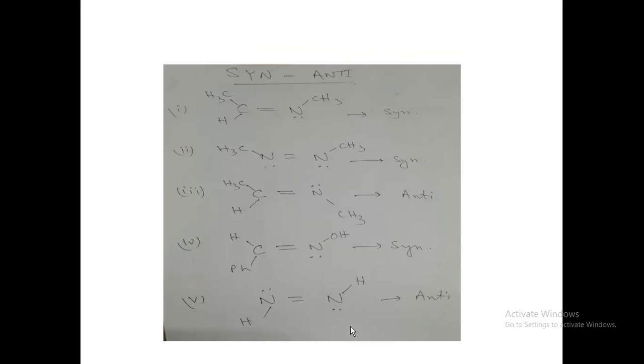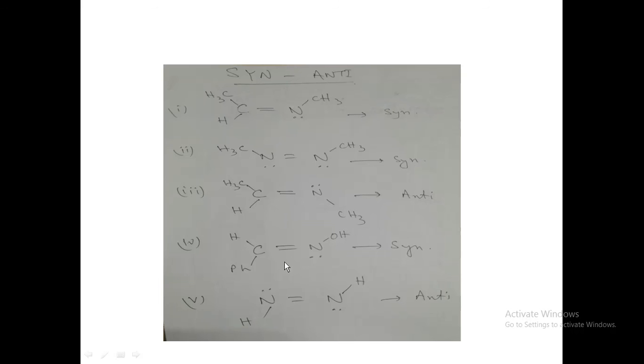Now you see some structures. In the first one, C double bond N. Here in the C there is one CH3 and H. In the N there is a lone pair and CH3. CH3 both in C and N are on the same side, so it will be the syn isomer. In the next compound, with the N there is CH3, and both the CH3 are on the same side, so this compound will be the syn isomer. The third one, CH3 on the opposite sides, so it is the anti isomer.